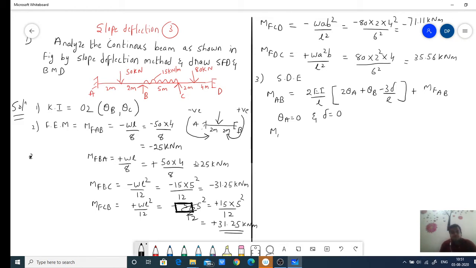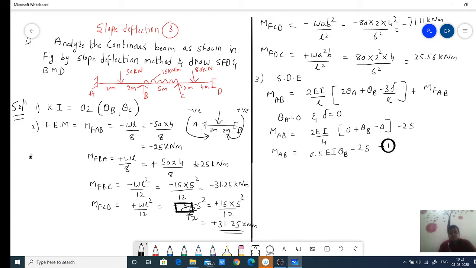So if I put the values, MAB will be equal to 2EI upon L, where L, if you see, is 4, into 0 plus theta B minus 0, plus MFAB, which you got as minus 25. If I write this in simplified form, 2 by 4 will be 0.5. So MAB is 0.5 EI theta B minus 25. This is my first equation.